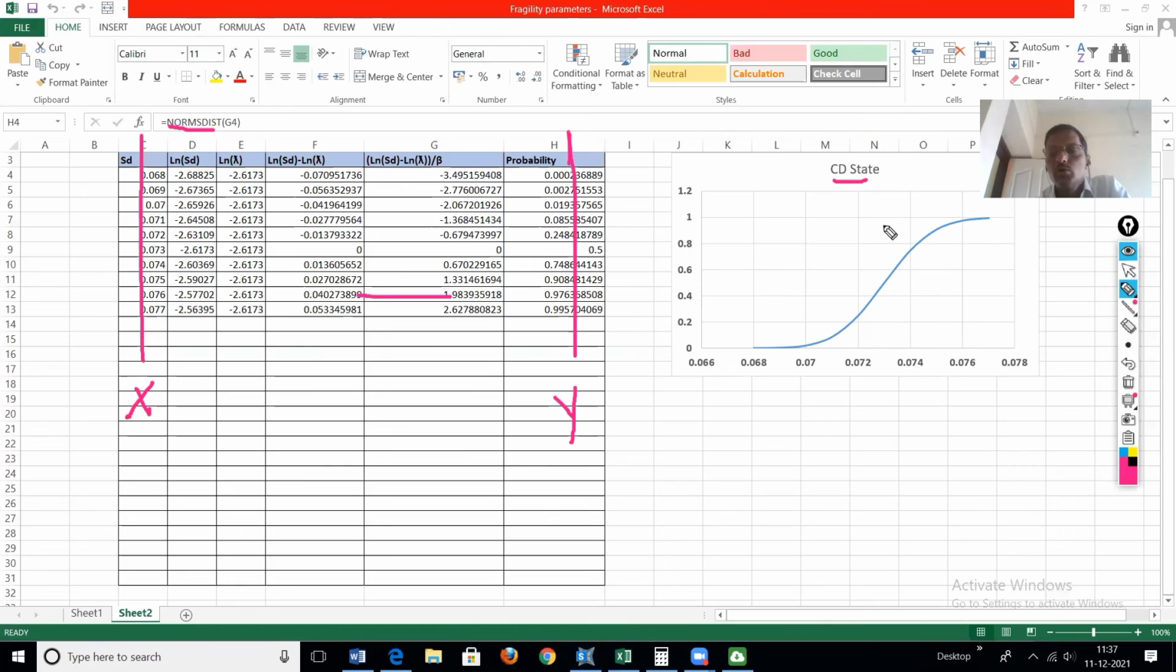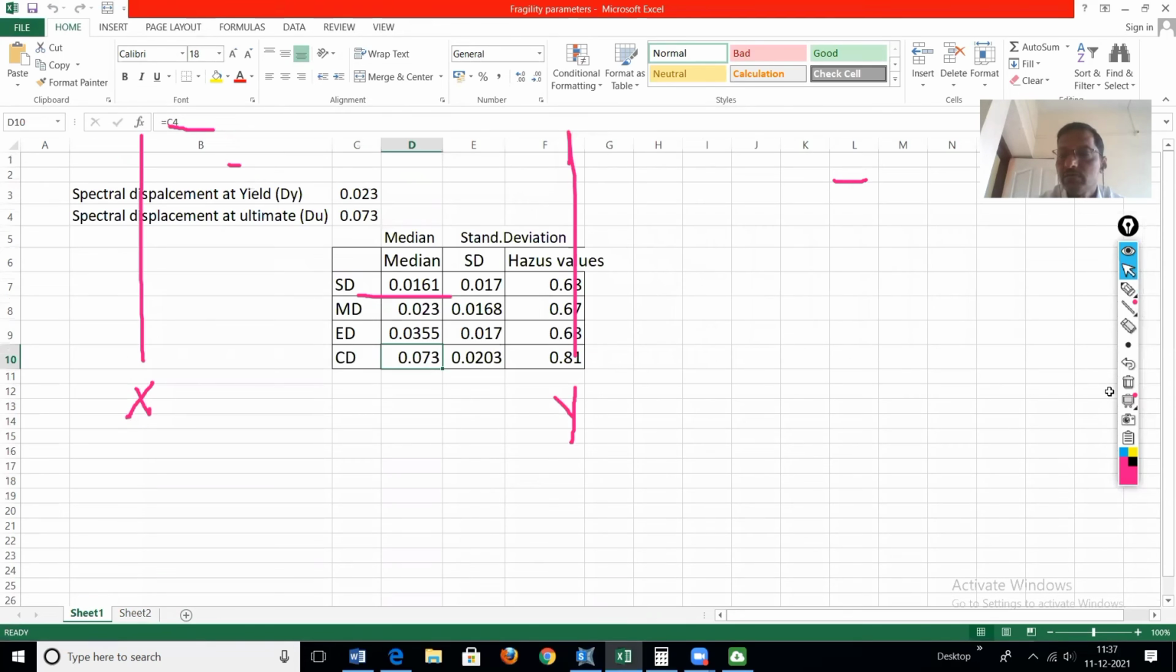Now, to plot the fragility curve for other damage states, which are the other extensive damage states? Only the lambda value will change, so use the lambda value corresponding to extensive damage states, and the beta value will change. Only lambda and beta will change. The rest of the calculation will be the same. So to plot a fragility curve for extensive damage states, this will be the lambda term and this will be the beta term. Use the same Excel sheet and you will get another curve.